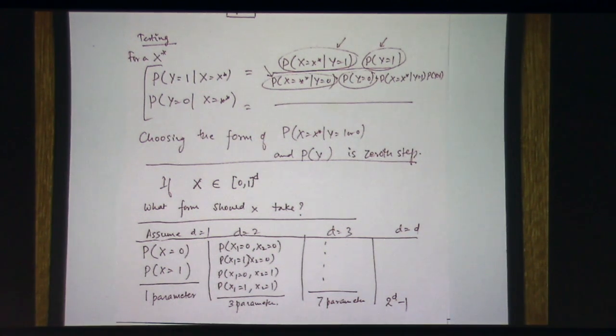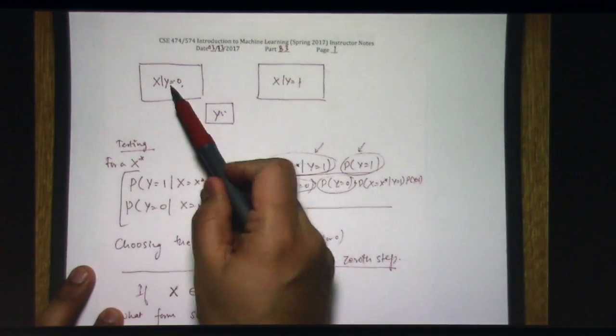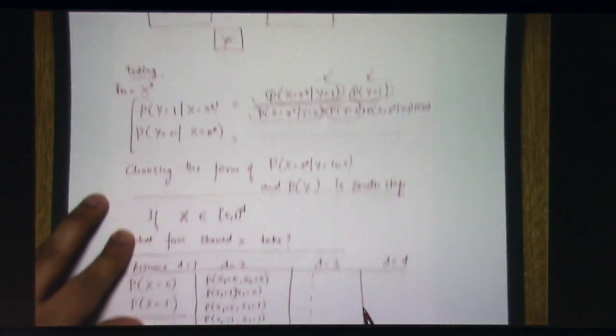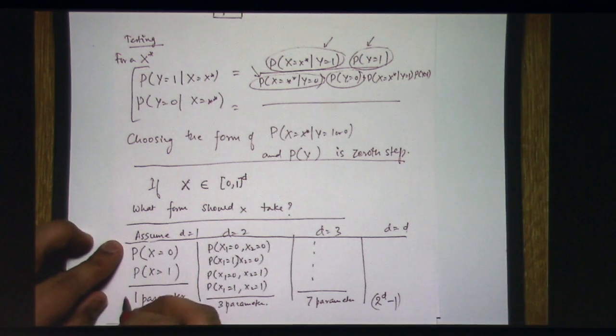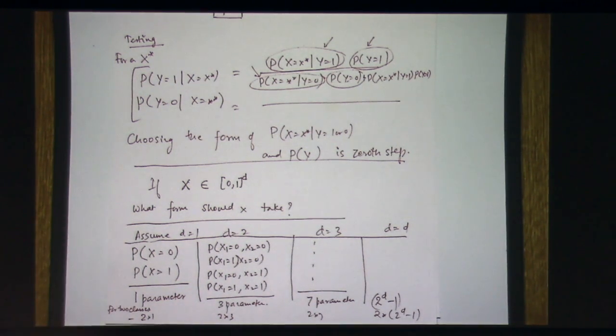Actually, you then have to do this for each class. Remember, we want to compute this and this, two distributions, which means that we have to compute this for both classes. So for 2 classes, this will be 2 times 1, 2 times 3, 2 times 7, 2 times (2^d minus 1). Lot of parameters. If your d becomes suddenly 10, then you're looking at hundreds of parameters in your distribution that you need to estimate, right?